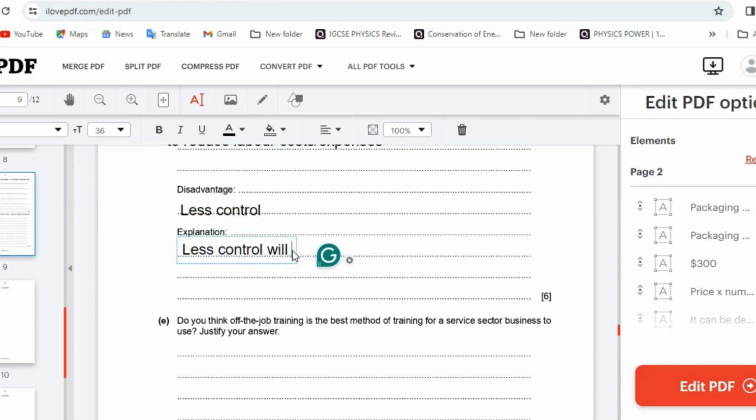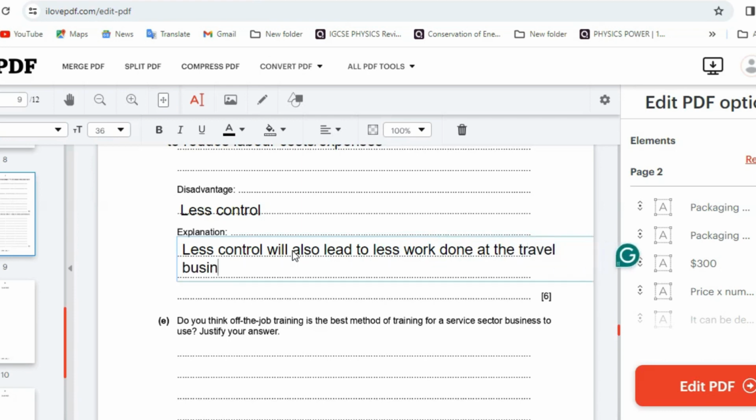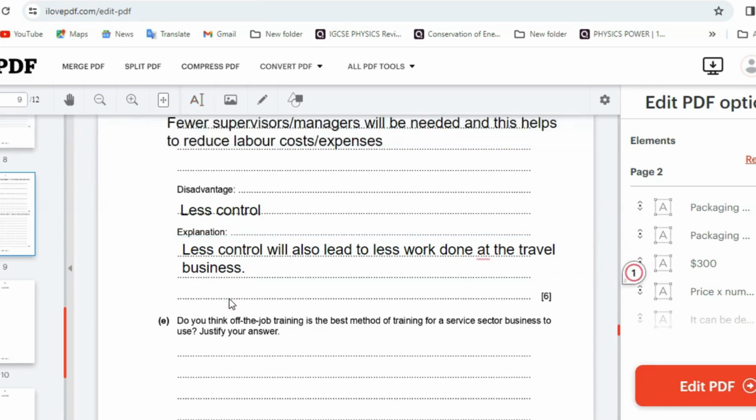Less control will also lead to less work done. As the travel business, according to our appendix. Yes, that is that. We also have the disadvantage of effective communication, which may be difficult when a large number of subordinates are asked to perform specific tasks. As the travel business, that's it.